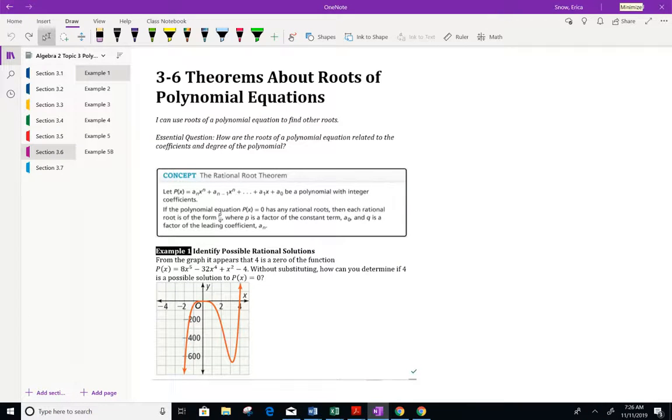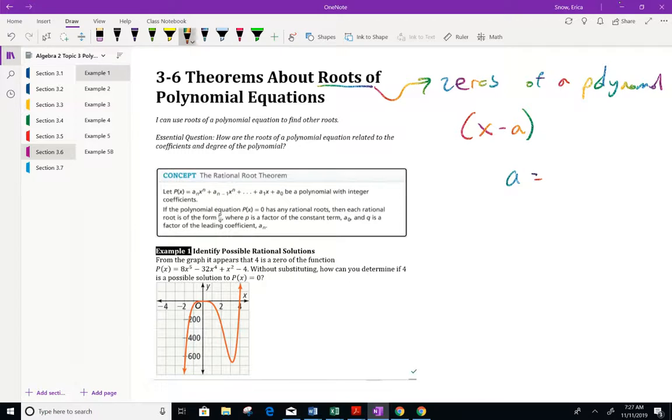Hello. Today we are going to expand on what we know about roots of polynomials and how they relate to one another. So, first of all, I want to remind you that roots are also the zeros of a polynomial, and we can find them in that form x minus a. So when we see x minus a, that's a factor. It gives us a root and it gives us a zero. So a is the zero. This is the factor, so forth and so on.